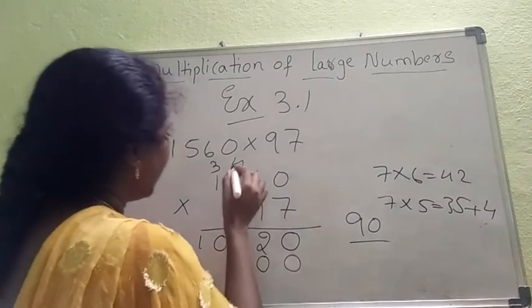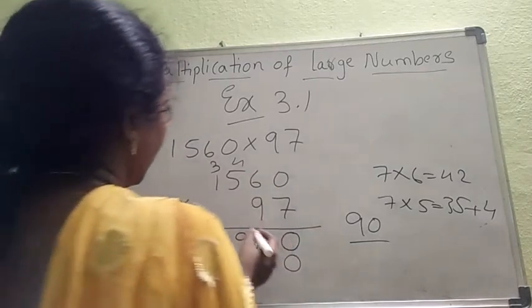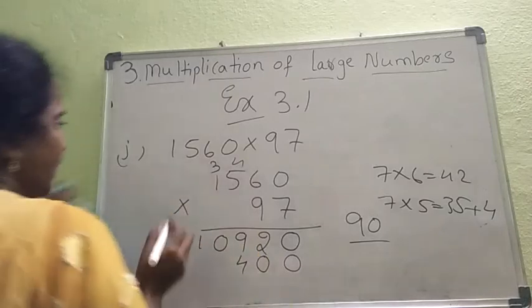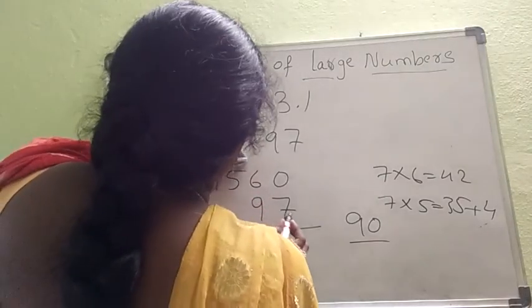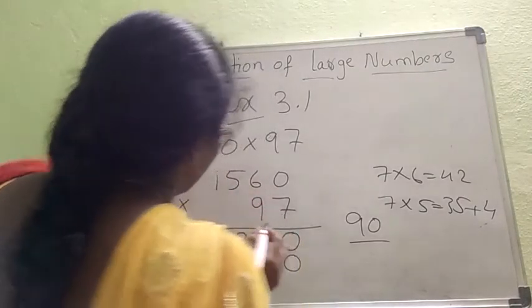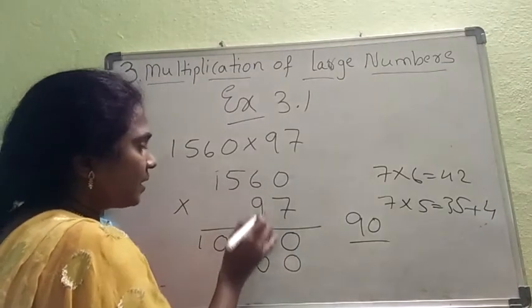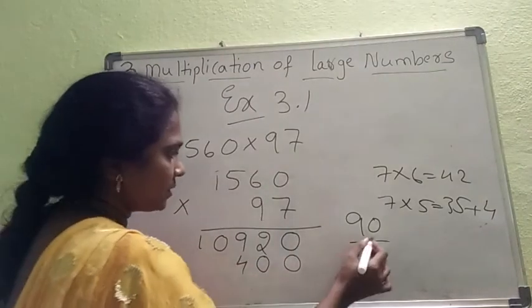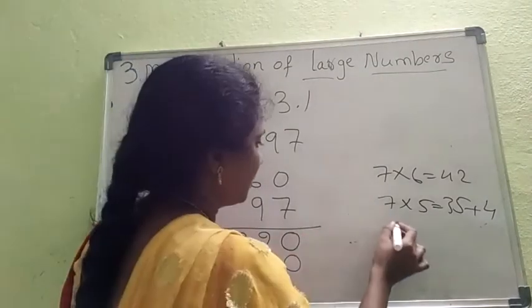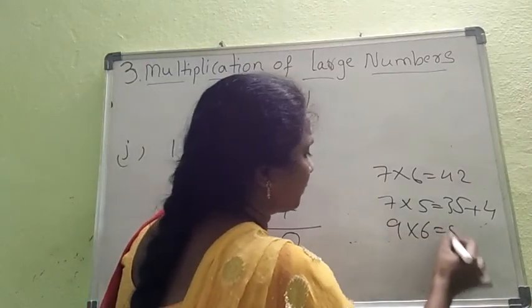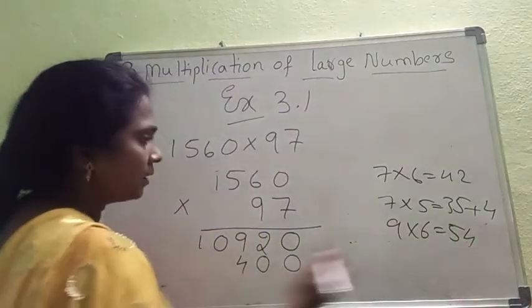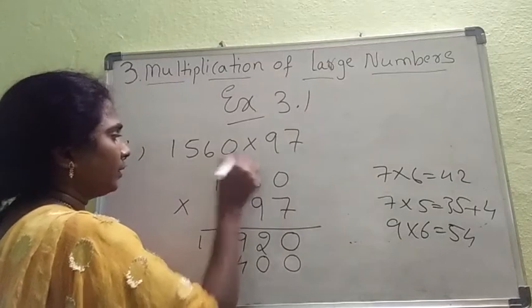4 here and 5 as a carry forward, right? The previous carry forward I am rubbing here, so don't confuse, right? Now 9 6s are 54. 4 should be here and 5 as a carry forward.